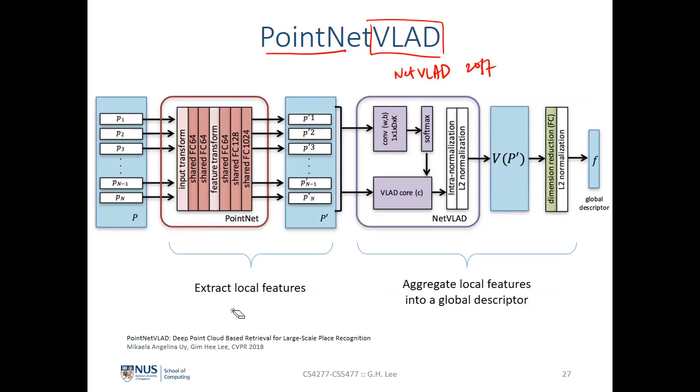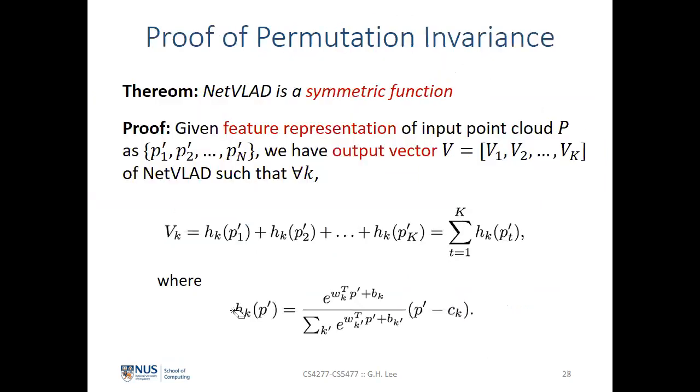Otherwise, it won't work for 3D point cloud, because NetVLAD was first proposed using images. Then we show a very simple proof. If you have the points ordered in this way, P1 prime to Pn prime, and an output V, this Vk over here, you have to put it into the soft assignment. So this is the assignment with the centroid, and then you have to sum everything together into K.